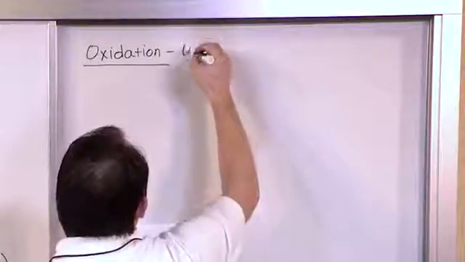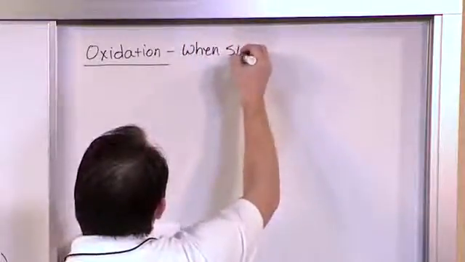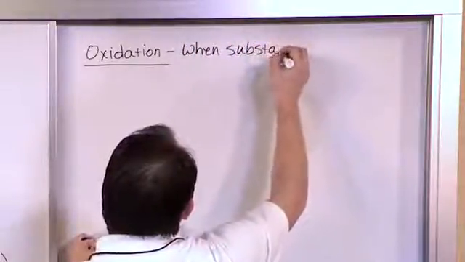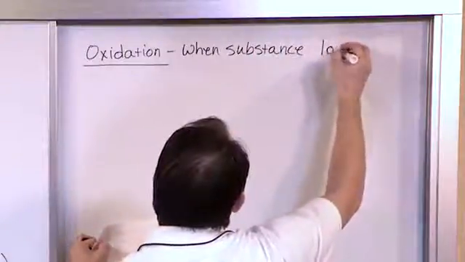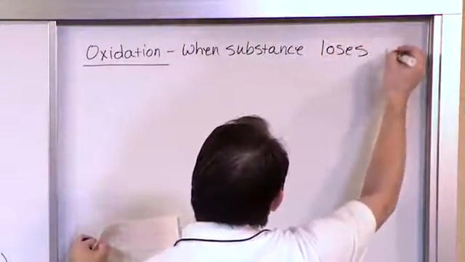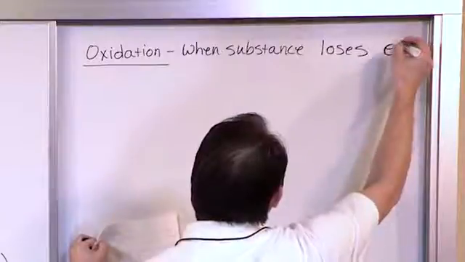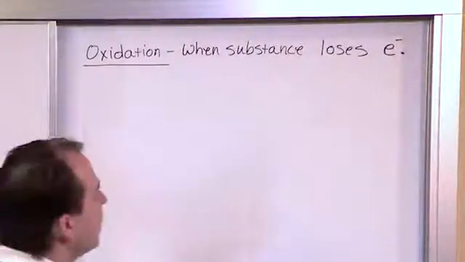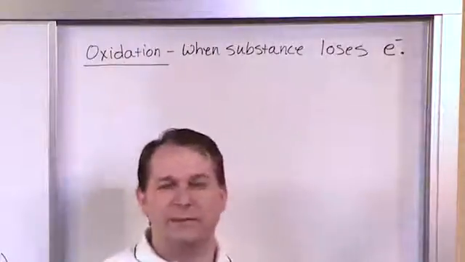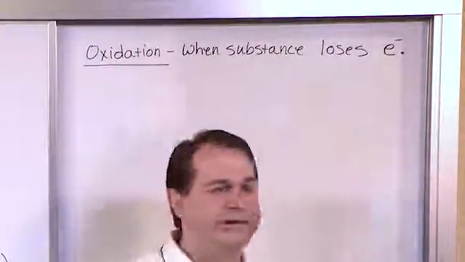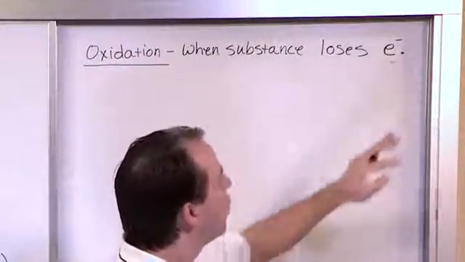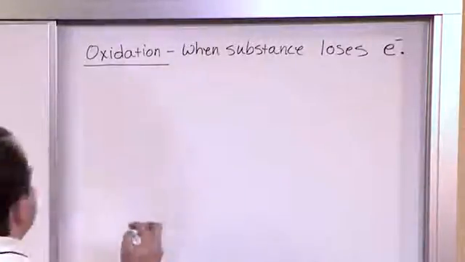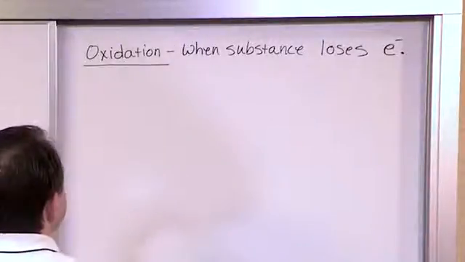Oxidation is when a substance loses electrons, and the way you abbreviate electrons in chemistry is with an E and then a negative sign up there. You need to get used to seeing this. You're going to see that a lot in chemistry books. E with a negative sign. You're going to see it all the time. This means, in general, the word electron. All right? And so that is the process of oxidation.